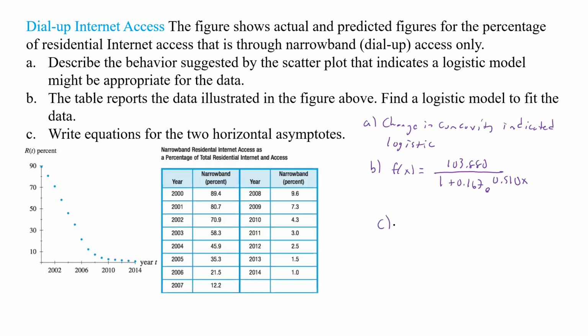And then C, two horizontal asymptotes. Well, one's going to be this one, and the other is y equals 0. And again, this is approximate because we have rounding errors and stuff like that. But that would be how I would do this problem.